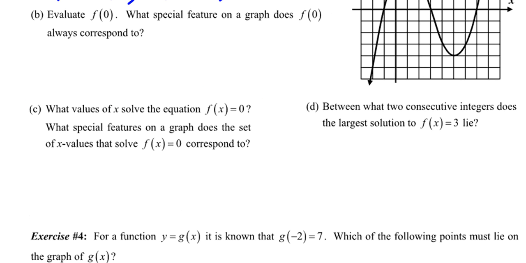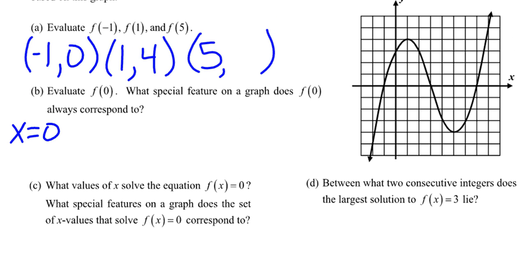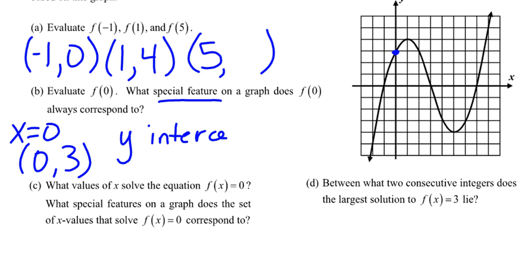Okay, the next problem says evaluate f of 0. That means when x equals 0. Okay. Well, when x equals 0, then that means your point on the graph is going to be on the y-axis. Okay, so when x is 0, I don't go left or right, I go 1, 2, 3, up 3, and there my function hits it. So you have 0, 3. What special feature is that? That's your y-intercept, because it is intercepting your y-axis.